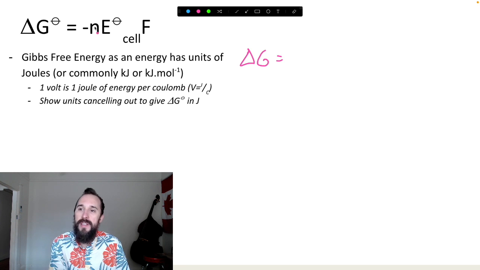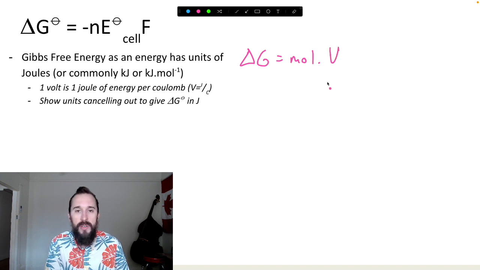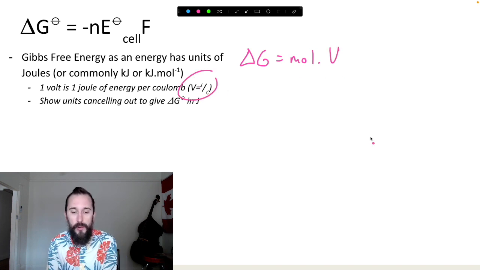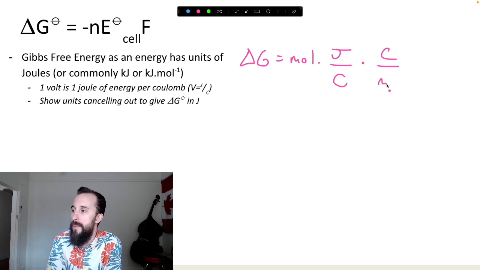So let's just have a look at the units. I won't worry about a sign there. We have the number of moles, in mol. We're multiplying that by the voltage, but hang on, we just said a volt is a joule per coulomb. So let's substitute that in there for our voltage. And then our Faraday's constant is a coulomb per mole.